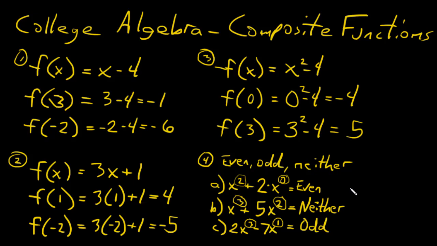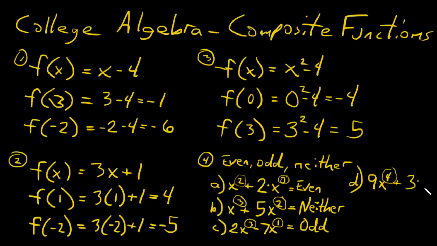Alrighty. And last but not least, part D. We had 9x to the 4th plus 3. Okay? So, we look at the exponents. This one is even, and this one was like the very first one.